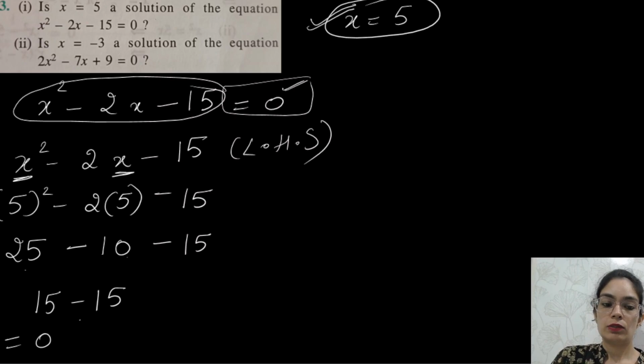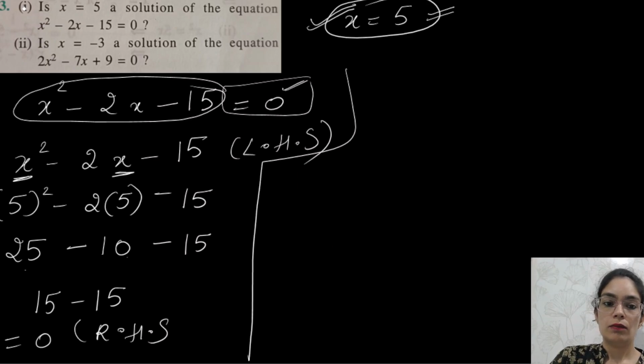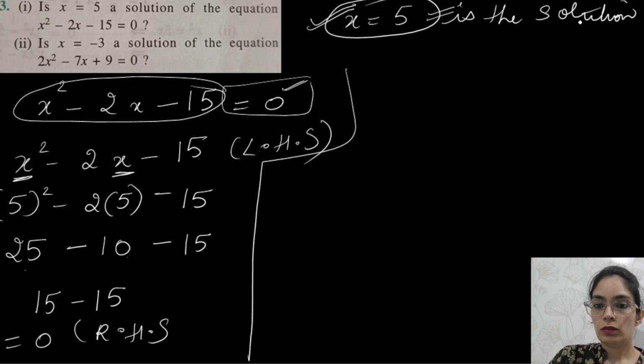And 0 is equal to what? Our right hand side also. So that means when we substituted the value of x equals 5, for this equation we got the answer equal to 0. That means 5 is the solution of this quadratic equation. So 5 is the solution. So first part we have completed.